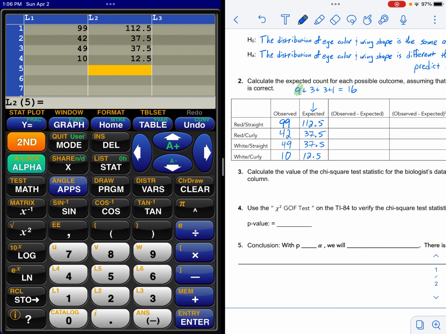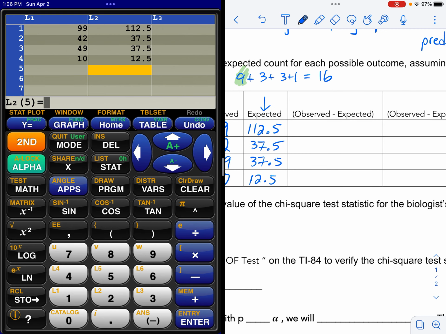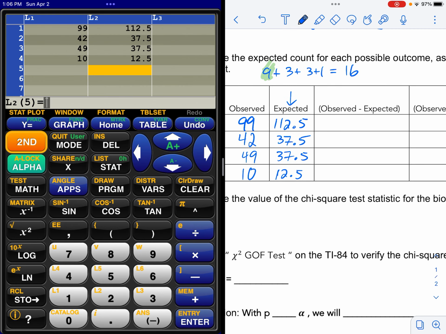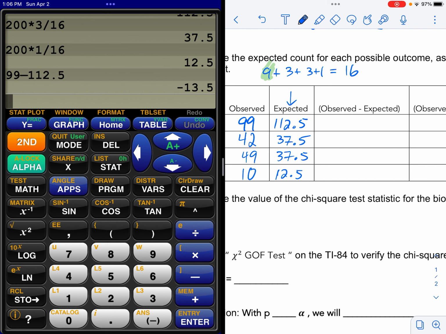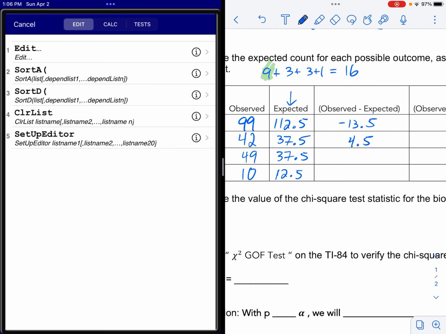Let me look at that. Okay, we're good. Because now as I'm looking at observed minus expected, I could do observed 99 minus 112.5. I could do that one at a time and write them down, right? I could do it again, 42 minus 37.5. And that's fine and dandy, but I can also use my lists.